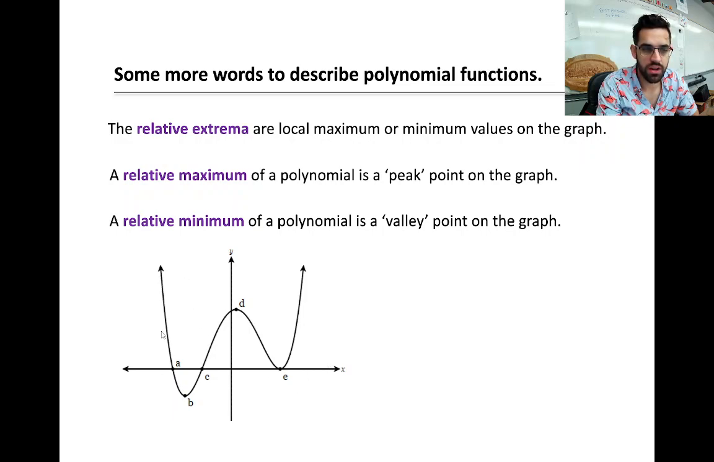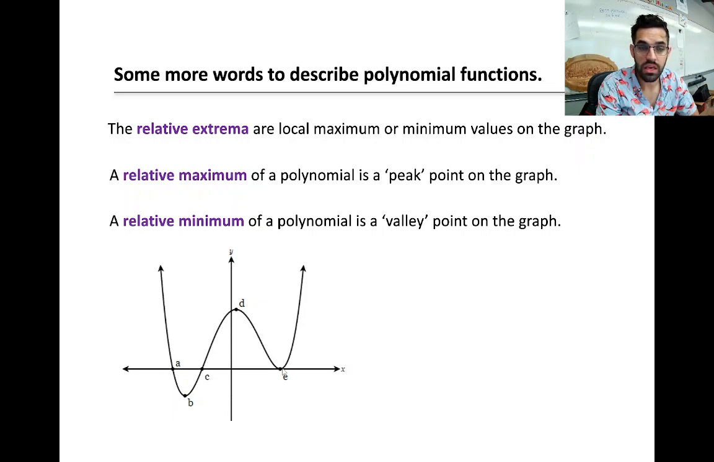So if we look at this graph, at point D seems to be the top of a little hill in this area. So relative to this area, there's a maximum at point D, you could say. So D is a relative max. A relative minimum is kind of the bottom of a valley on a graph. So if I look at B, B seems to be the bottom of a valley in this relative area. So B would be a relative minimum.